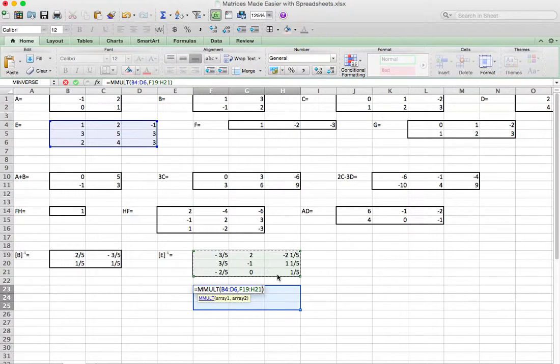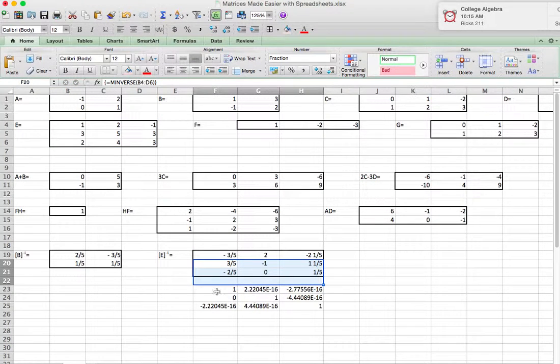Command Shift Enter, and you see we get some weird numbers here. You know, it's supposed to be 1, 0, 0, 0, 1, 0, etc. Well, we're just getting a little bit of round off errors. Sometimes that happens with calculators and computers. This is saying 2.2 times 10 to the negative 16. In other words, we're going to move this decimal over 16 places. So we have a lot of zeros in there. So essentially this is 0.